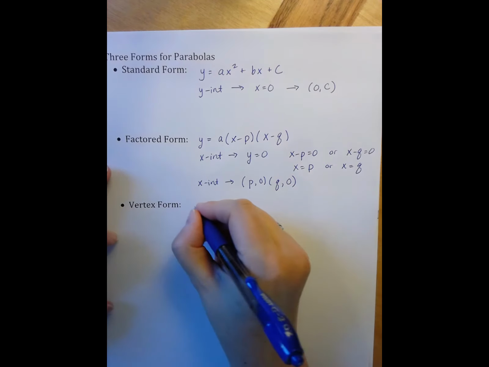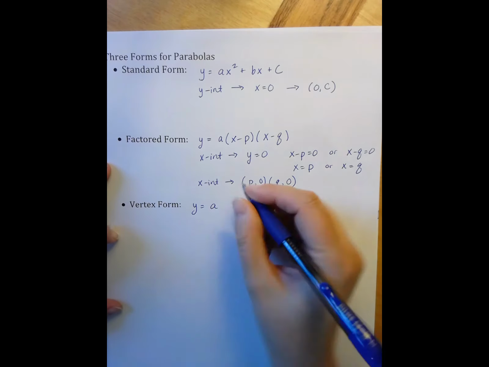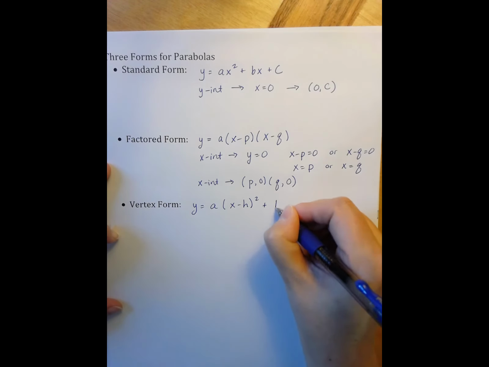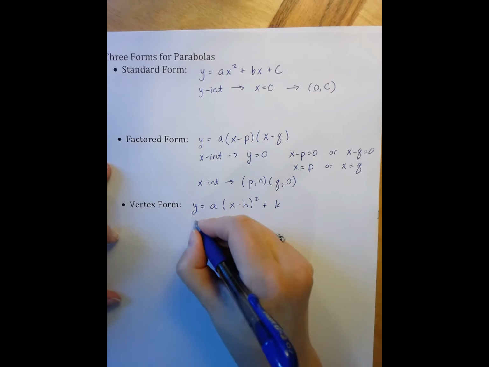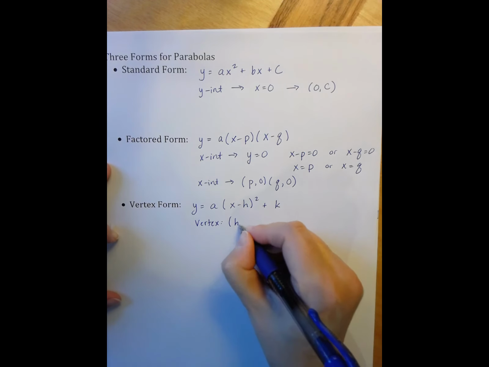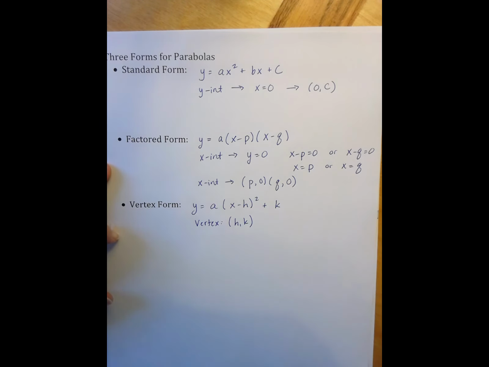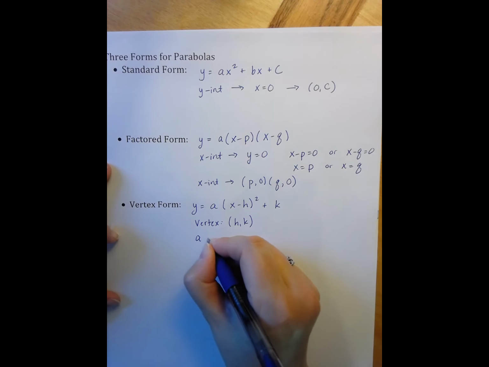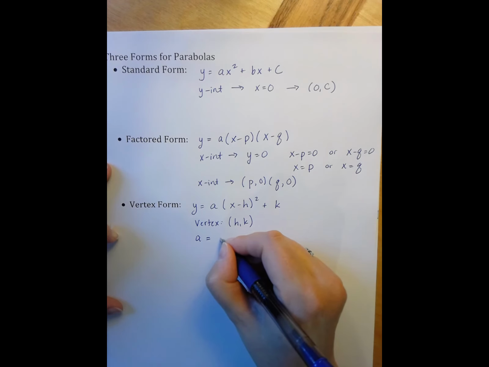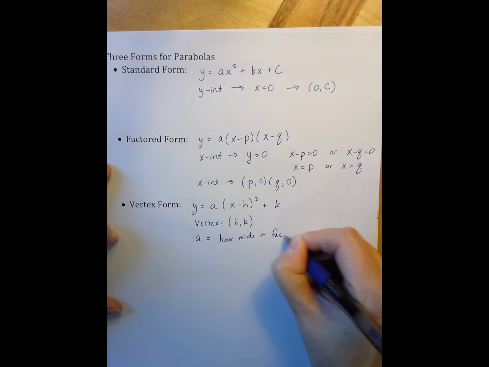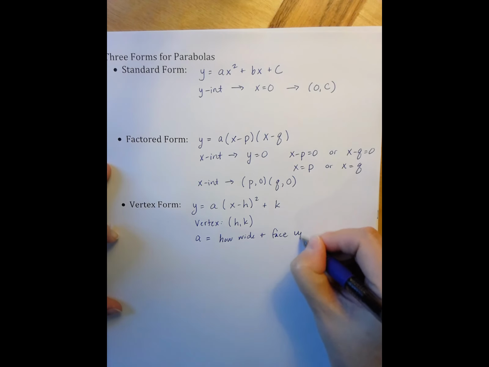The last form that we explored, which actually turns out to be one of the first that we looked at, is vertex form, where I have y equals a, x minus h squared plus k. In this form, I have the vertex, hence the title vertex form, which is h comma k. And I can use my a to tell how wide the parabola is and whether it faces up or down.